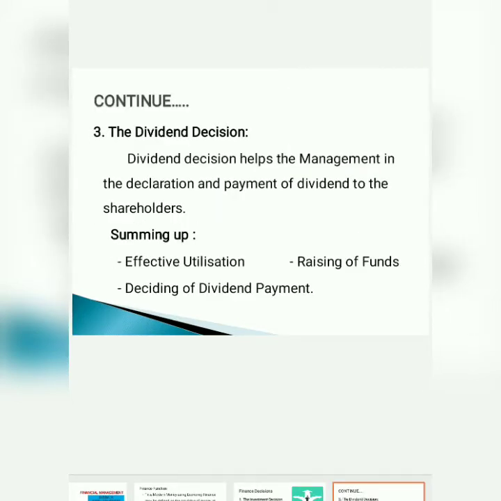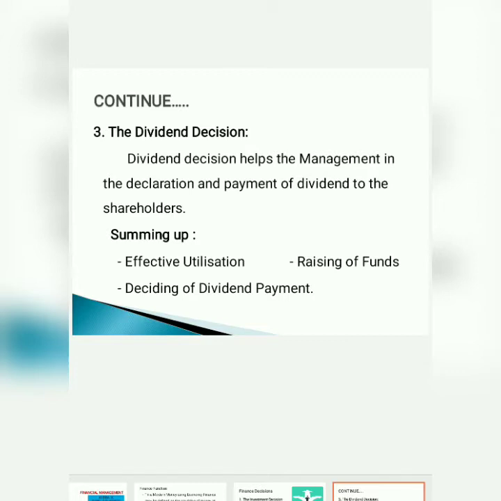Third one is the dividend decision. In case of a public concern, there may be a necessity to pay dividend to the shareholders. In such a case, this particular type occupies a very important role. So dividend decision is concerned with payment of an adequate quantum of dividend to the shareholders of the company.